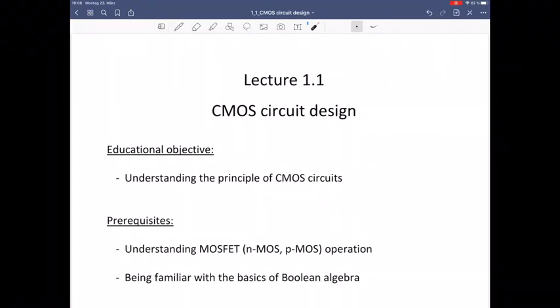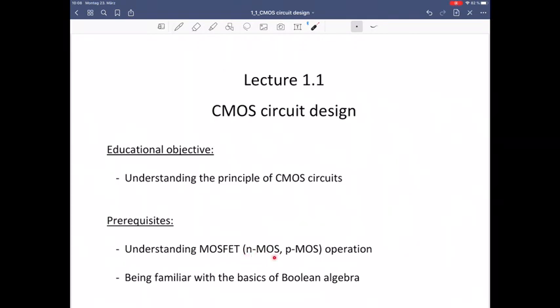This is the course Engineering Science and the lecture CMOS circuit design. In this particular tutorial, I'm going to show you the basic principles of CMOS circuits. The prerequisites for understanding this course is you need to have a basic understanding of MOSFET operation. That is, you need to know how to turn on and to turn off a MOS transistor.